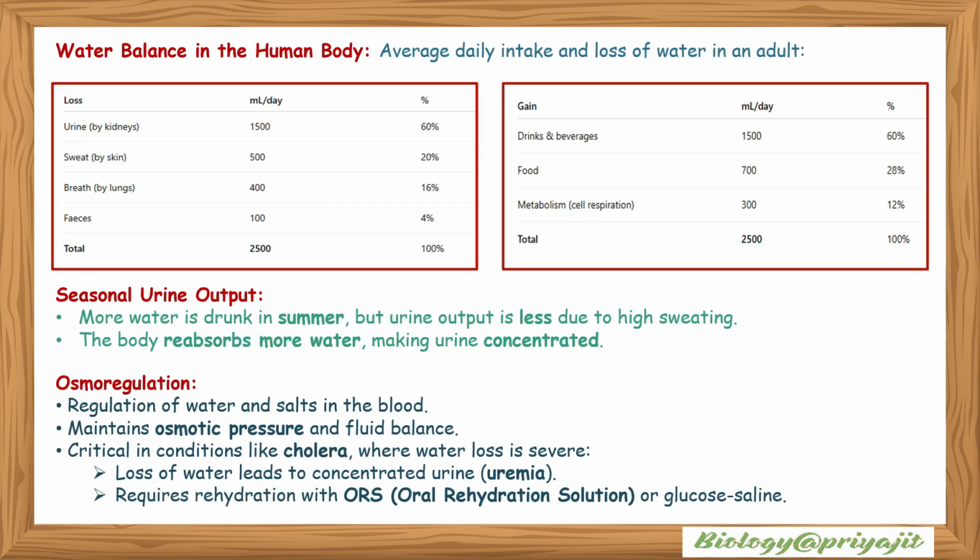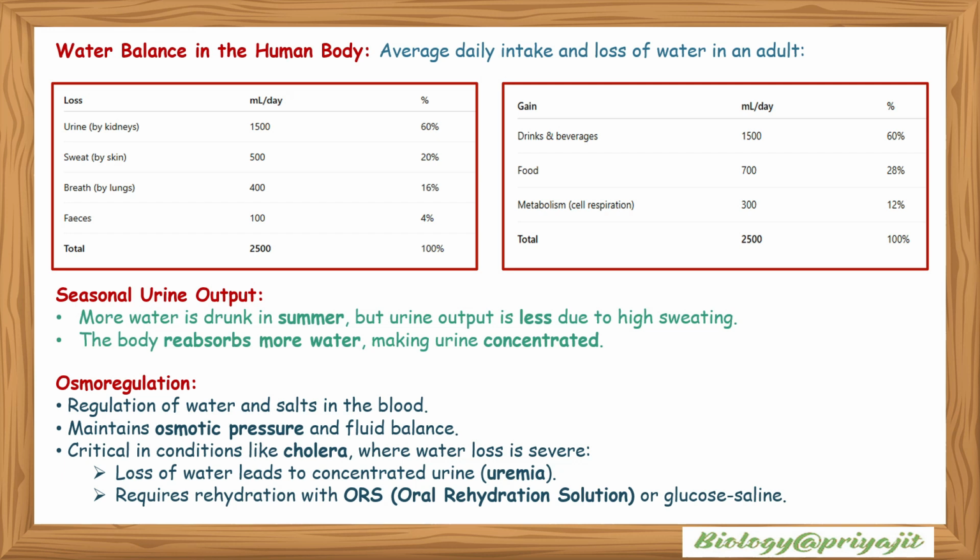Water balance in the human body: average daily intake and loss of water in an adult. Loss: urine by kidneys approximately 60%, that is 1500 ml per day. By skin through sweat, that is 500 ml per day, approximately 20%. Breath via lungs, that is 400 ml per day, approximately 16%. Fecal matter, that is 100 ml per day, about 4%.